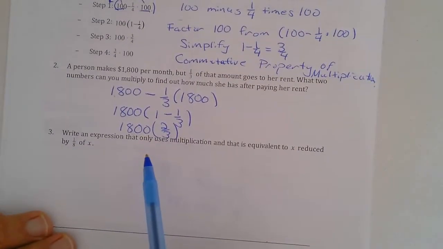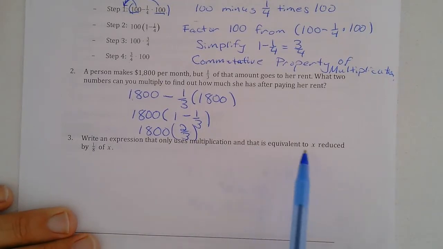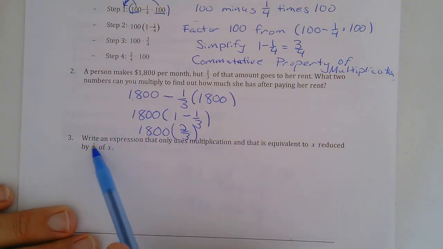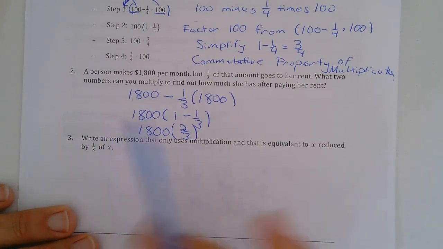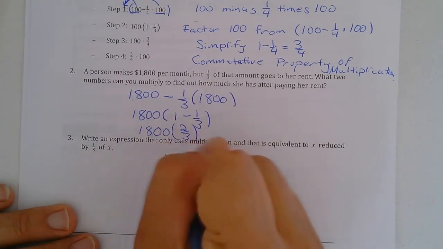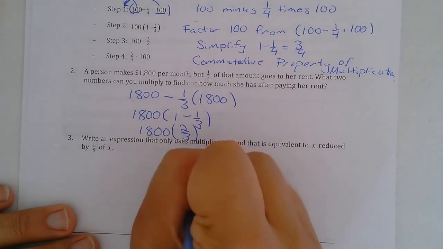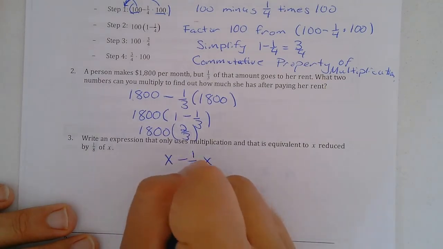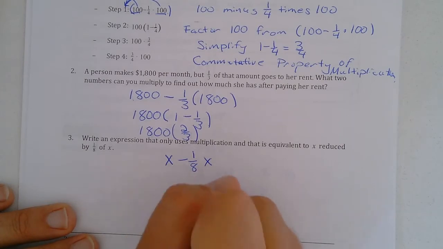So now write an expression that only uses multiplication that is equivalent to x reduced by 1/8 of x. So if you have x minus 1/8 of x, remember, if we take away 1/8 of x, we still have whatever would make that 1. So what that would equal is 7/8 of x.